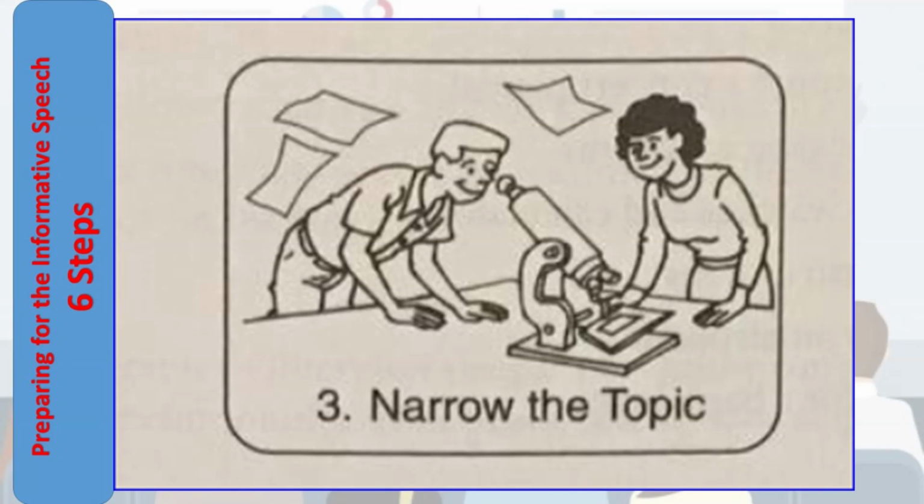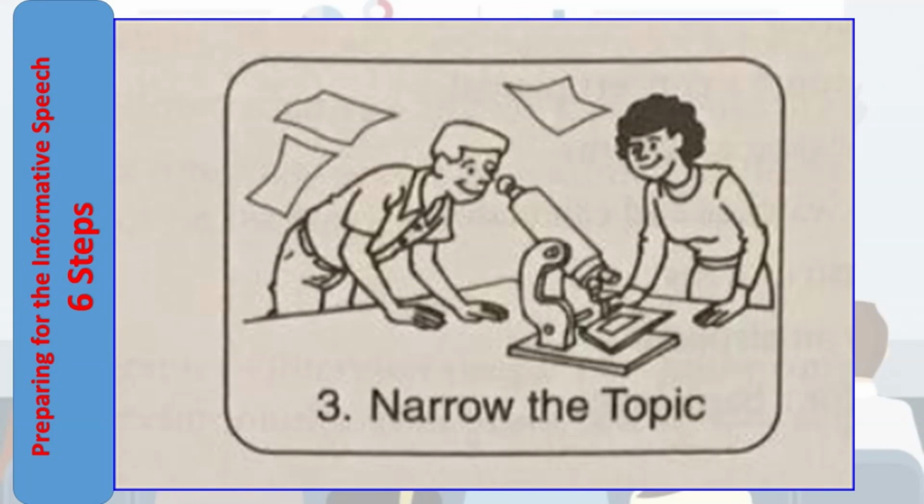After selecting your topic, the next step in your speech preparation is to narrow your topic. It's important to do this as it is impossible to say everything about a topic in a short speech. How do you narrow an informative topic effectively? Make your topic specific. Limit your topic to one particular aspect.